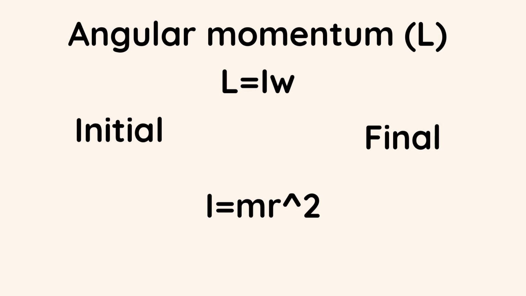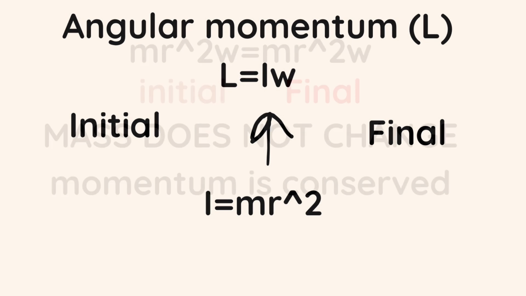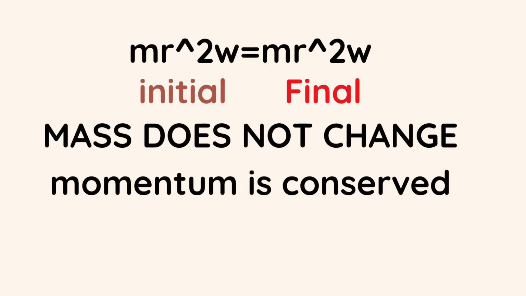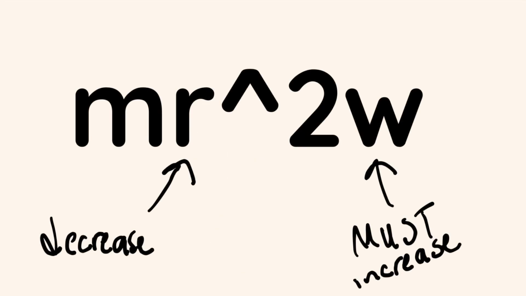Because I equals mr squared, we can plug this back into our equation for angular momentum, and as we can see, the mass does not change, so why is the skater's speed changing? As the skater is pulling her arms in, she is actually decreasing her radius, and according to the equation, her angular velocity has to increase to conserve her momentum.